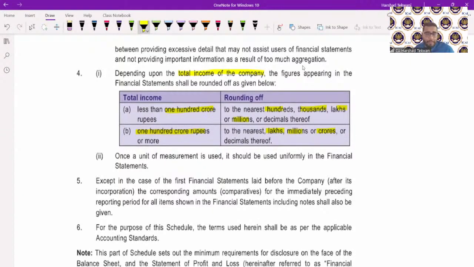And if you use a measurement of rounding off, then you need to use it uniformly across all the financial items. For example, I cannot do balance sheet in crores, P&L in lakhs, notes in thousands. No, if it is in crores, everything in crores. If it is in lakhs, everything in lakhs. One unit of measurement should be used across each and every statement.